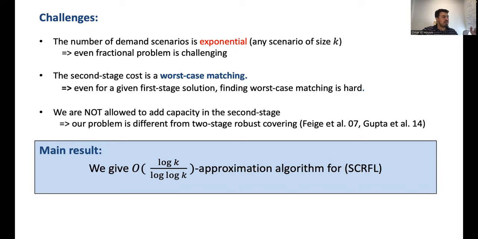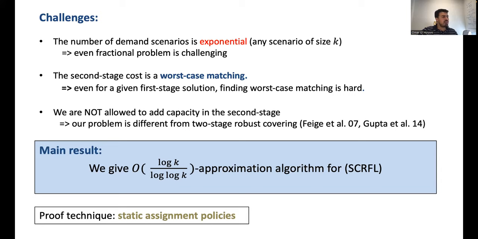What I would like to convey in this talk is how to show this bound and which policy to use. It turned out that the policy is very simple, but the analysis is not that simple. I will call it the static assignment policy. It's a very efficient policy, polynomial time and very fast to compute, and surprisingly it gets you this strong bound. So the rest of my talk will focus mainly on introducing the static assignment policy and telling you more about this result.